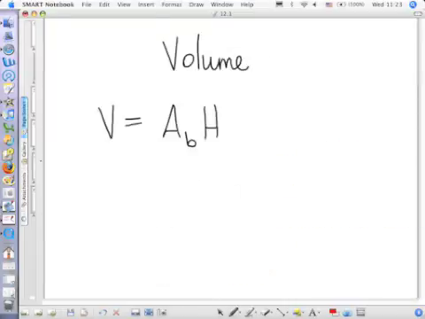All right. And then finally tonight, you're going to be finding the volume of these right solids, or these prisms. And this is a generic formula that applies to any right solid, which would be something with a triangular base, a pentagonal base, an octagonal base, even a circular base. Because the little b here is simply identifying what kind of shape your base is.